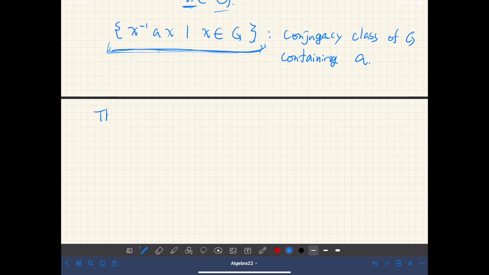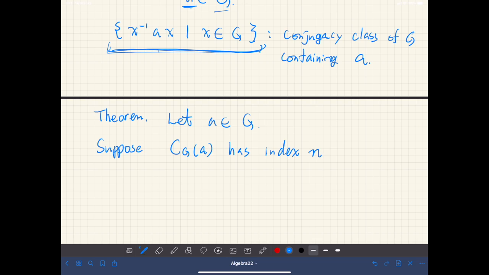Okay, here's a theorem. Let A be an element of a group G, and suppose the centralizer CG of A has index n in G. Then this element A has precisely n conjugates.